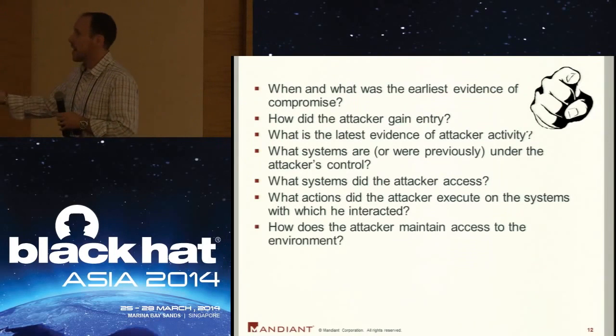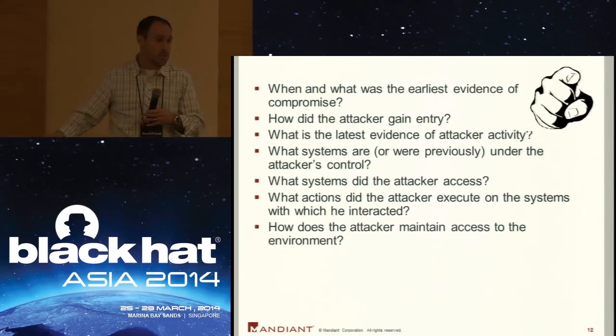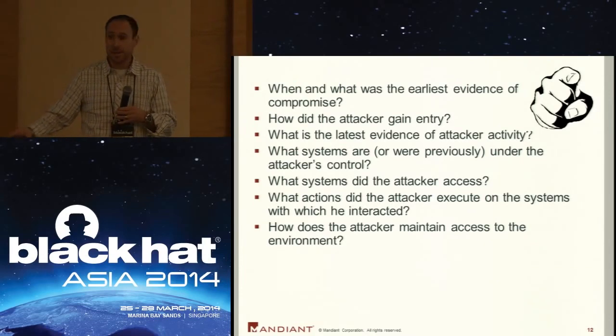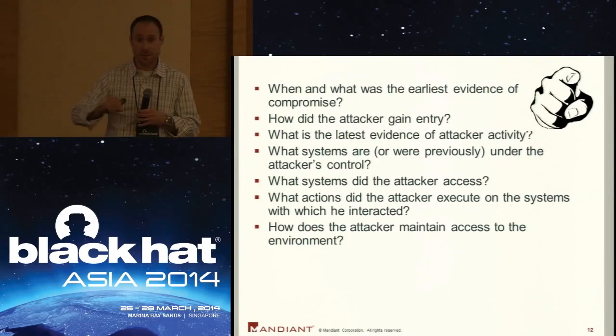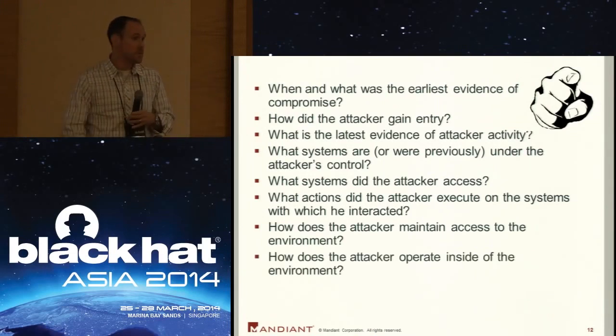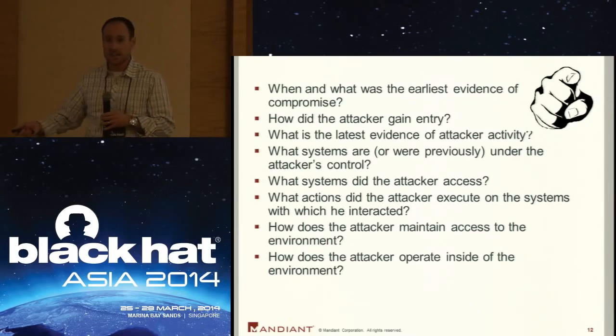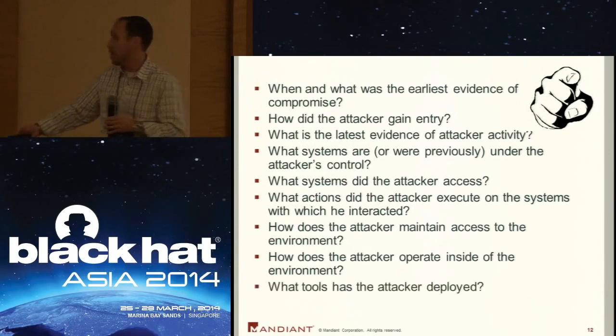How does the attacker maintain access to the environment? So persistence. Do they have backdoors that are running? Do they have access to your VPN? By the way, if you don't have two-factor authentication for your VPN, you should write that down as a note and go do that this week, because that's a way that attackers will also maintain access. How's the attacker operating inside the environment? So lateral movement. This is going to help you investigate and determine systems that he's accessed that might not be obvious because they might not contain malware.